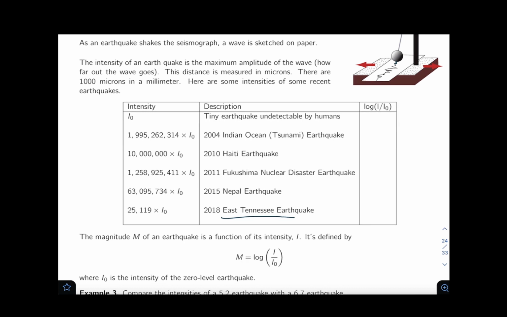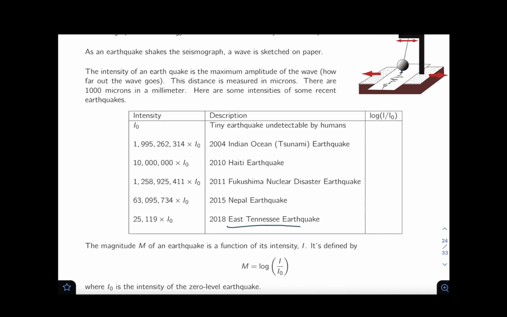The magnitude, M, of an earthquake is defined as the log of its intensity divided by that baseline intensity, I sub 0. So let's calculate the magnitude for some of these. For the 2004 Indian Ocean earthquake, if I take the intensity divided by I naught, and I want to take the log of that, I'm essentially taking the log of this 1.9 billion number, and if I put that in a calculator, I get about 9.3.